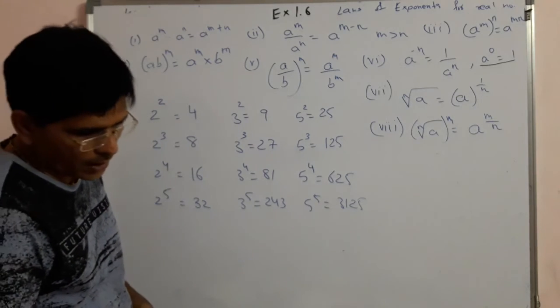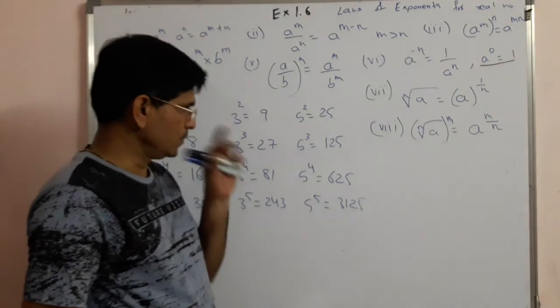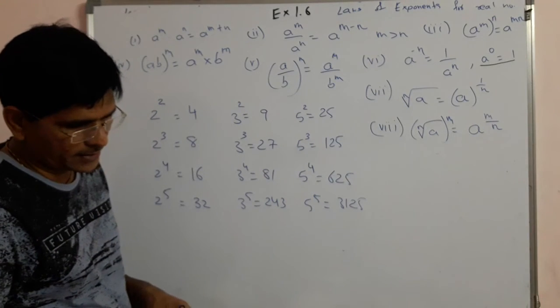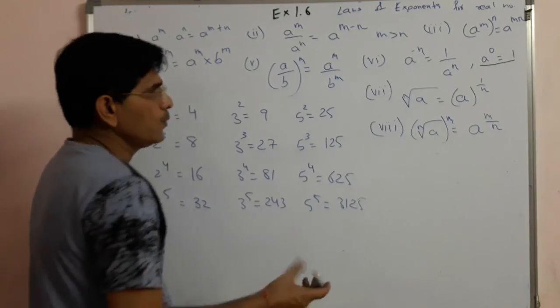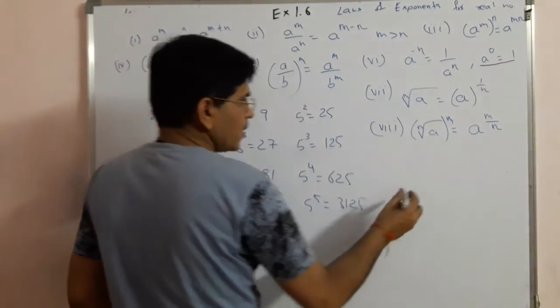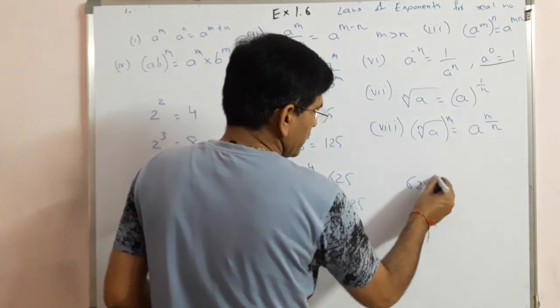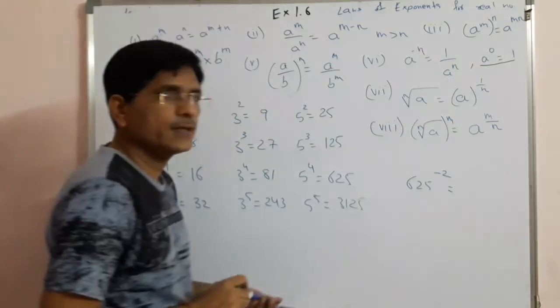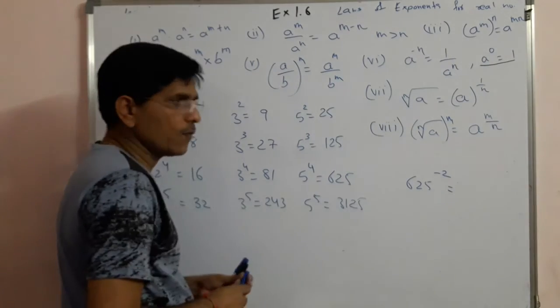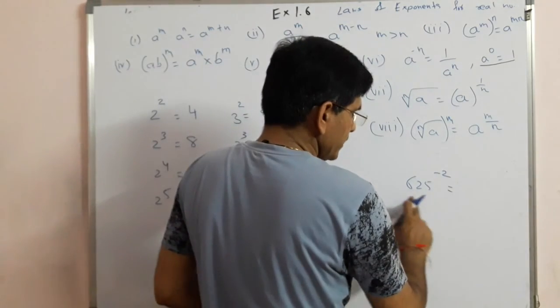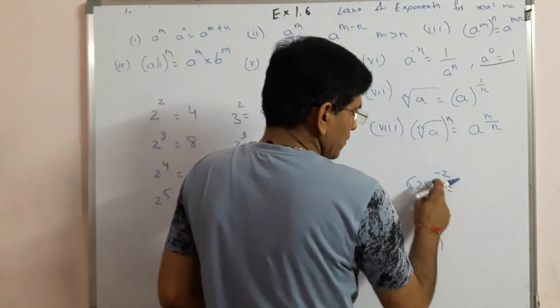Anyhow you have to remember them, because in your exercise 1.6, the last exercise, there are different types of sums like that. So we can do them by using this formula. The question is 625 to the power 1 by 2. How can you solve this? If you know 5 to the power 4, then first of all, what do I have to write? Again, power 2.